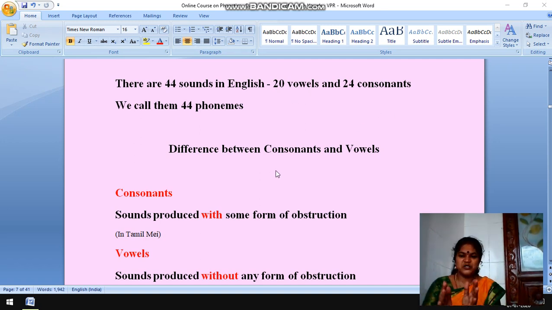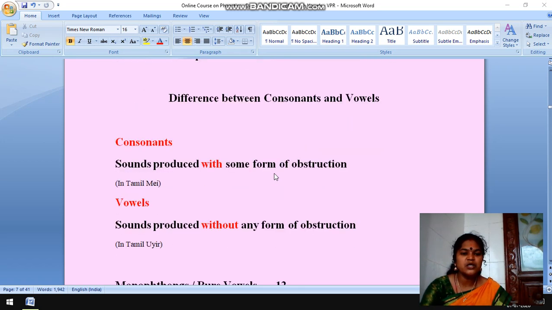What is the difference between consonant and vowel? The sounds which are produced with some form of obstruction are called consonants. In Tamil, we call them mei eluthu. Mei means the body. When we produce sound, there will be some obstruction with the help of parts of the body. For example, the two lips will obstruct pa, ba, ma. Like this, it obstructs the sound which is produced. So these are all called consonants.